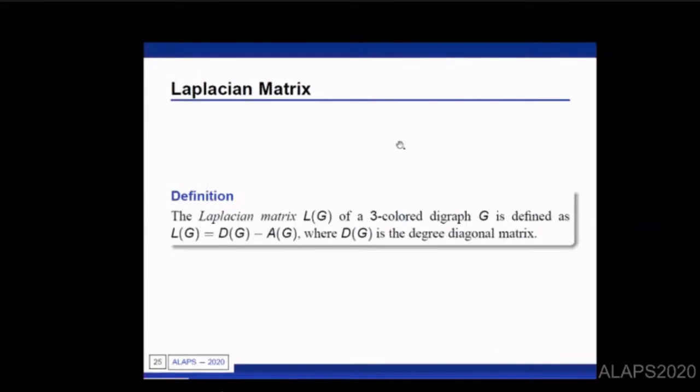The Laplacian matrix of a three-colored digraph is simply defined as DG minus KG, where DG is the degree diagonal matrix. Now, what is the degree of a vertex in a weighted directed graph or three-colored digraph? It is simply the degree in the underlying graph, so ignoring the direction of the edges. And we already know from the literature that the Laplacian matrix of a three-colored digraph need not always be singular. Sometimes it can be non-singular.